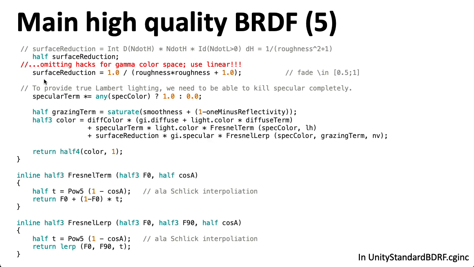There's this computation of something called surface reduction, which is 1 over the roughness squared plus 1. And this winds up getting multiplied by the specular global illumination information from the reflection probes. There's also this grazing term here, and I've never seen this before. I don't know where this comes from.